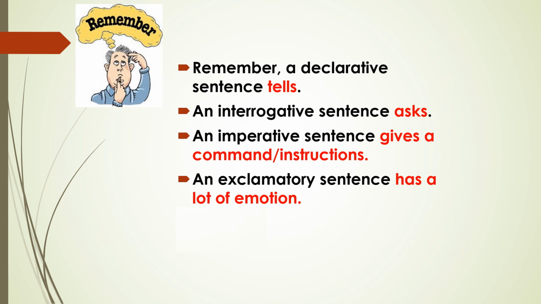The second kind of sentences, an interrogative sentence, asks. It means when we want to gather information, or when we want to get some information, we ask, so we are using an interrogative sentence. The third one, the imperative sentence, gives a command or instructions. The fourth kind, an exclamatory sentence, has a lot of emotion. So try again to remember this. The first one tells, the second one asks, the third one gives commands or instructions, the last one has a lot of emotion.